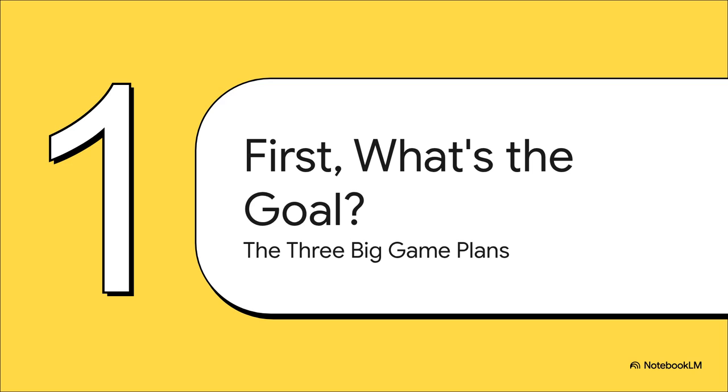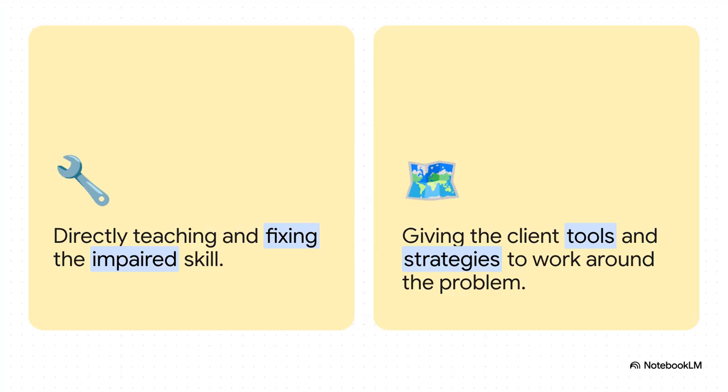Before a single therapy session starts, before a single word is taught, the clinician has to make a huge decision. What is the fundamental purpose of this therapy? What's the master plan? And it turns out there are really three main ways you can go. The first two are kind of like a classic head-to-head matchup. On one side, you've got remediation. This is what most of us think therapy is, right? You directly fix the problem, you teach the skill that's broken or missing.